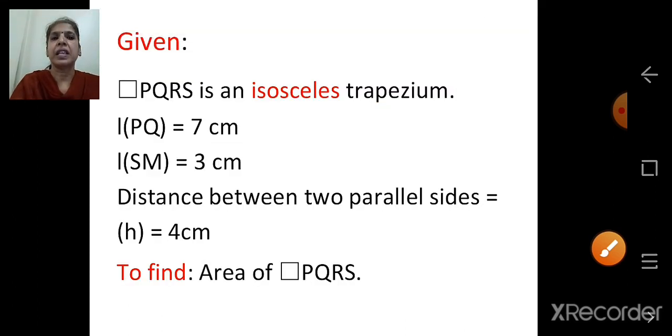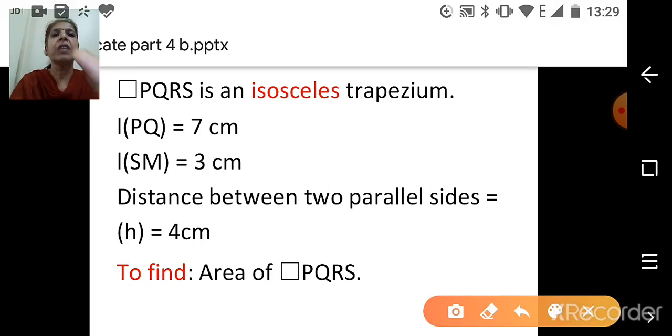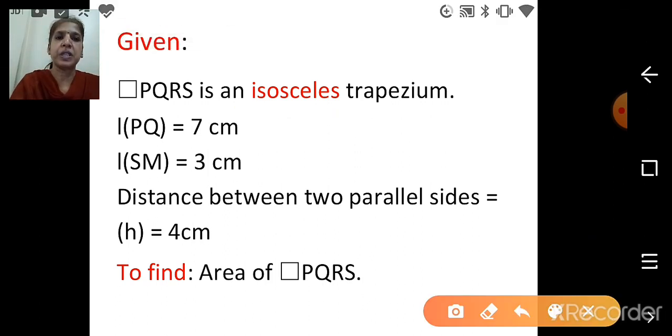First thing is given. Now what is given? Quadrilateral PQRS is an isosceles trapezium. Length PQ is 7 cm. Length SM is 3 cm. The distance between two parallel sides, for which we also write the letter H, is equal to 4 cm. So first write given. First thing, it is an isosceles trapezium. Length PQ is 7 cm. Length SM is 3 cm. And the distance between two parallel sides is 4 cm. What do we have to find here, children? We have to find the area of quadrilateral PQRS.